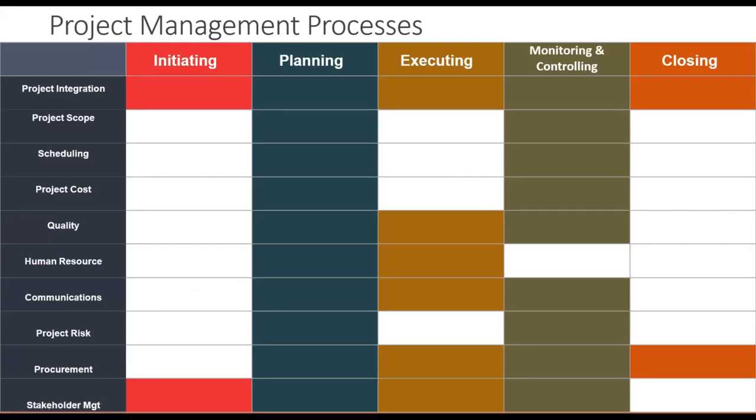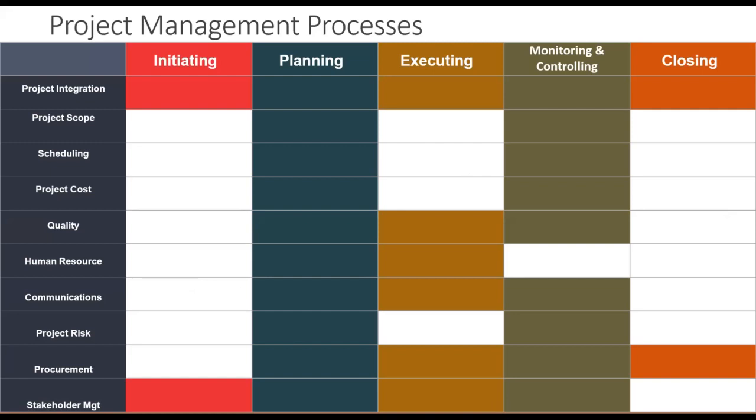Then we have the project management stages and knowledge areas. Initiation, planning, execution, monitoring and control, closing. Project integration will be in all the steps. Project scope is in planning and mainly in monitoring and control, then scheduling, project cost, quality, human resource, communication, project risk, procurement, and stakeholder management.